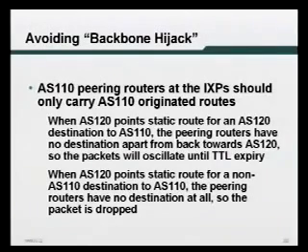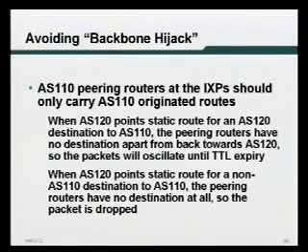So what will happen in this case, if you set this up properly, and don't put a default route on there, is that the packet comes in, sees that the best path is actually back the way it came in, so all the traffic will oscillate back and forth and stop. If AS120 points a static route for a non-AS110 destination, the peering routers have no destination at all, so the packet is actually dropped, or the packet flow is dropped.